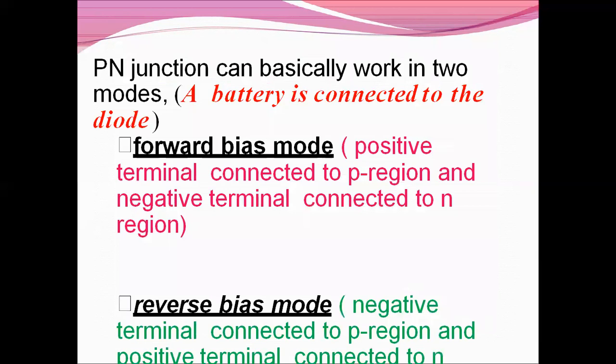A PN junction can basically work in two modes. A battery is connected to the diode. When we apply an electric field to the PN junction diode, it will work in two modes: one is forward bias mode and the other is reverse bias mode. In the forward bias mode, the positive terminal is connected to the P region and the negative terminal is connected to the N region. In reverse bias mode, the negative terminal is connected to the P region and the positive terminal is connected to the N region.